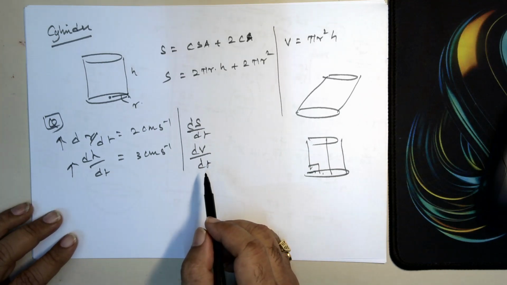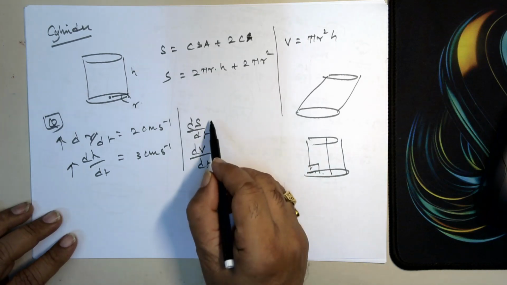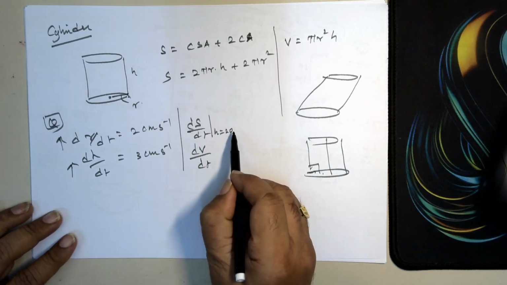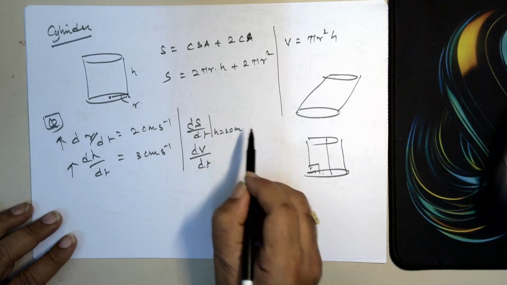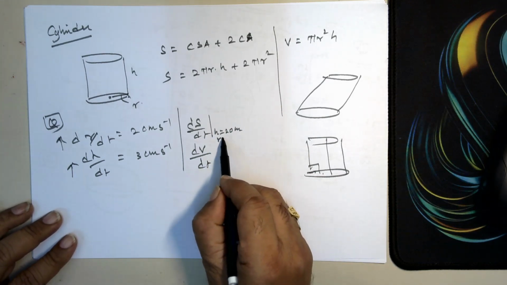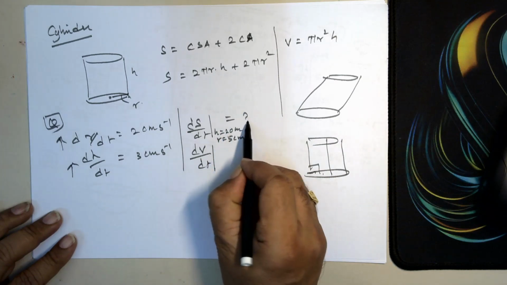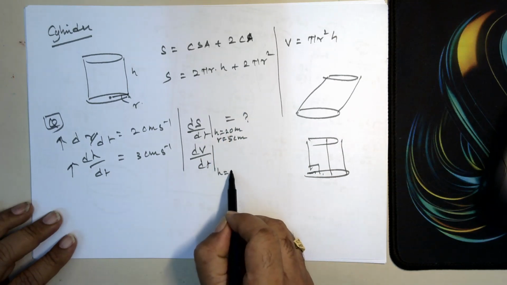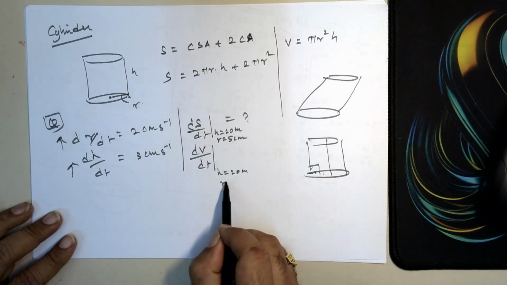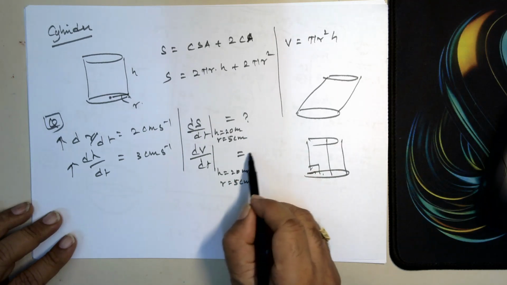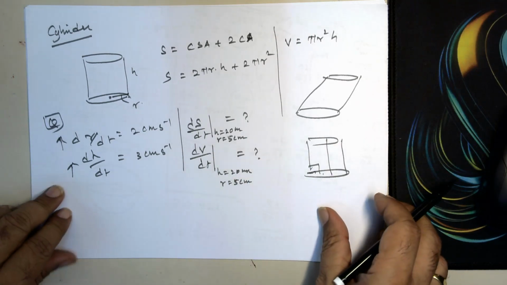And it is asked when the height is 20 centimeter. So when the height is 20 centimeter and radius is 5 centimeter in both the cases. Okay, so you have to find out this one. The height is 20 centimeter, the radius is 5 centimeter. Okay, now let us proceed.